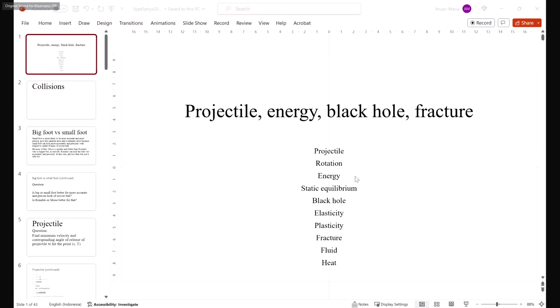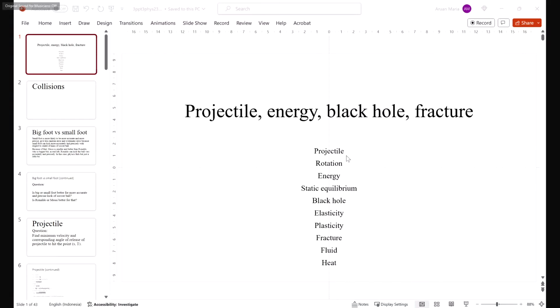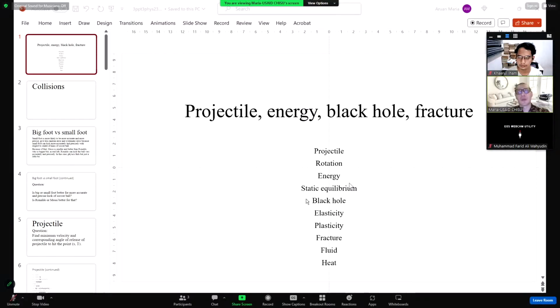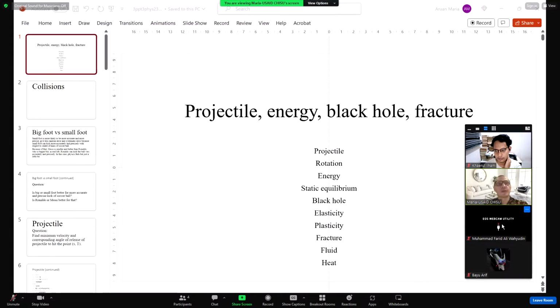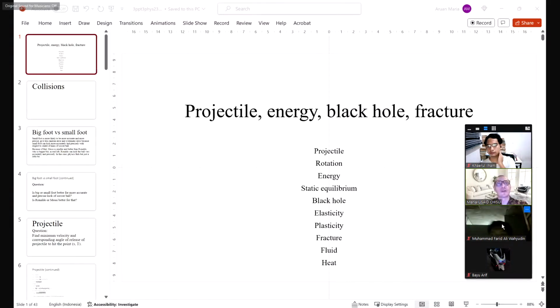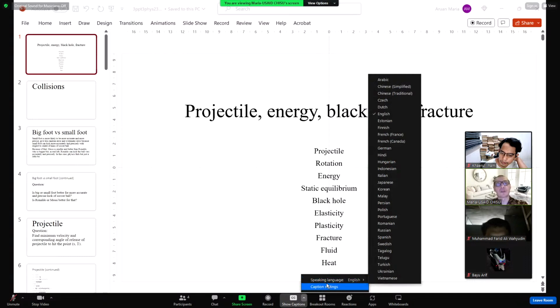And I would like us to continue with projectile, black hole fracture, and several other topics. But maybe before we do that, let's try to do the previous thing and see if this classical mechanics material is clear enough for you. Do you have any questions about last week's presentation?